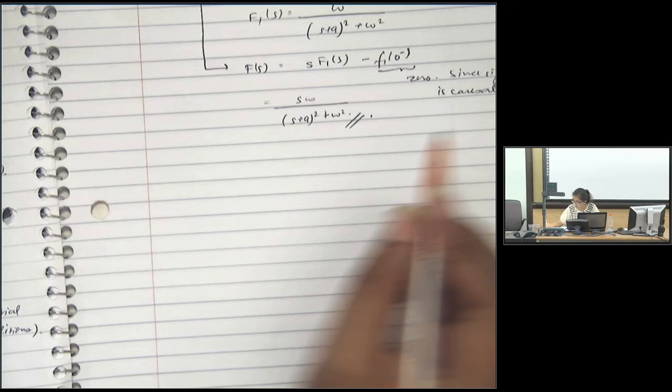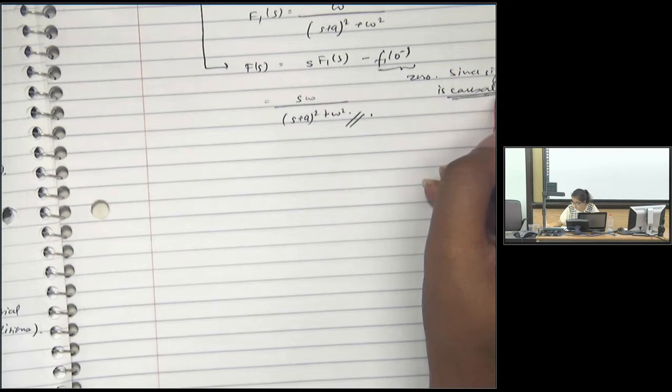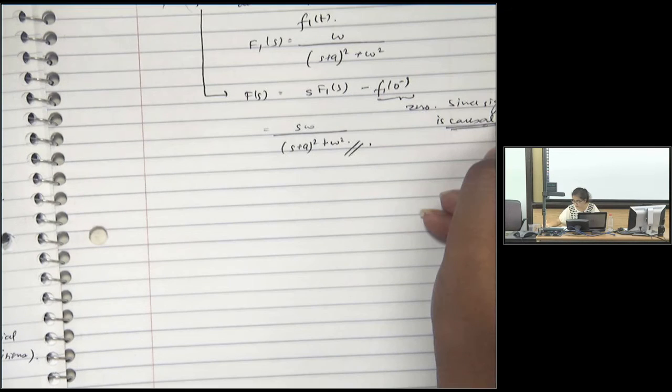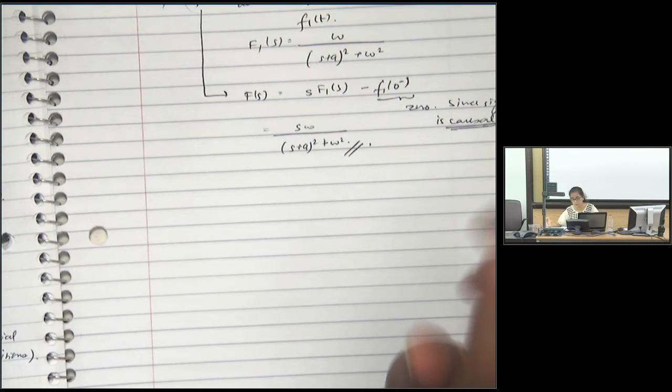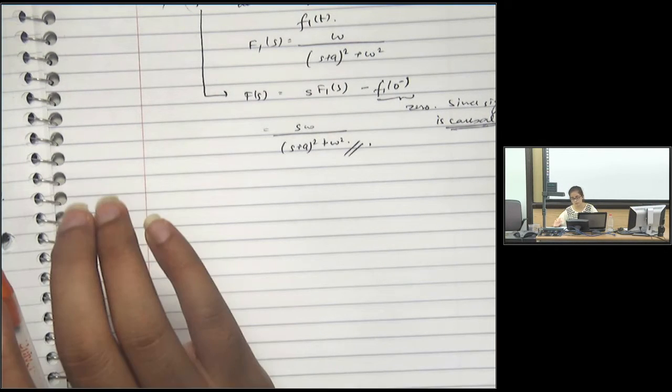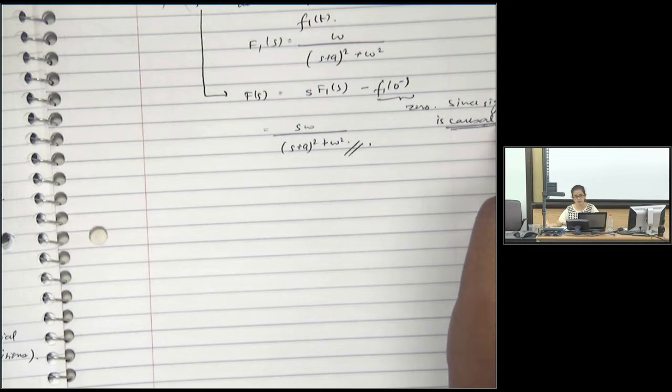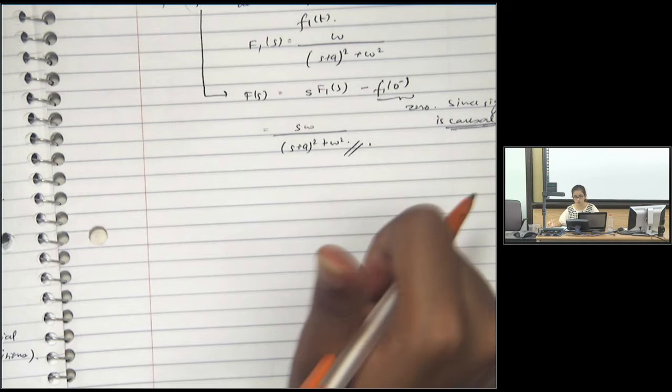Okay? And the definition of causal system and causal signals is different. So when I say that a system is causal, that means the output of my system only depends on the present and past input values. But when I say the signal is causal, that means it's starting at 0. It does not have any initial conditions before 0. Okay?